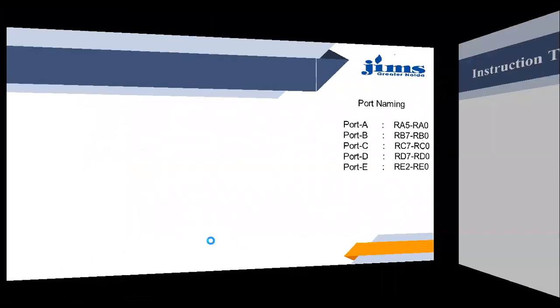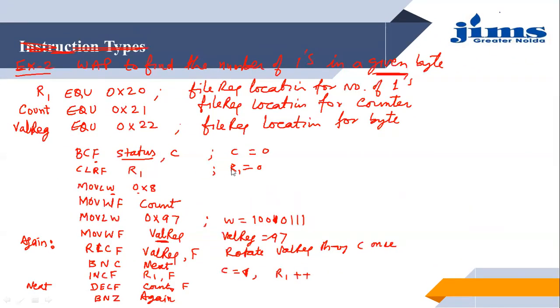The second program that we have seen is to count the number of ones in a given number. For this we took the variable R1 at location 20, count at location 21, val register at location 22. Initially we clear the status register, so bit C is 0. We clear the register R1 with 0. Then we move the literal 8, because this is the number of times we have to count. The byte contains 8 bits, so this will be moved into count through the W register. Then we move another byte into the working register and store this in the val register.